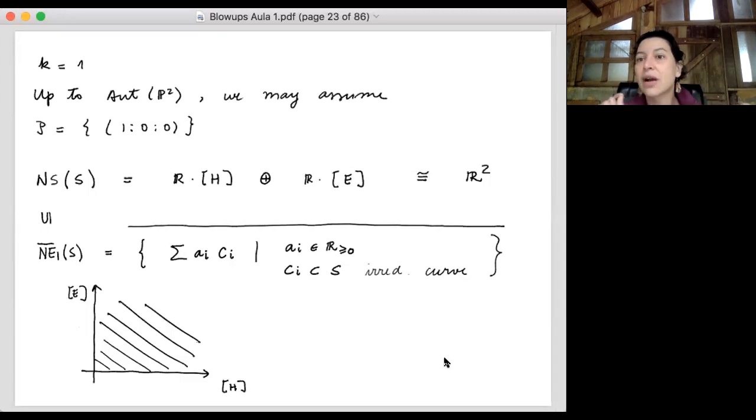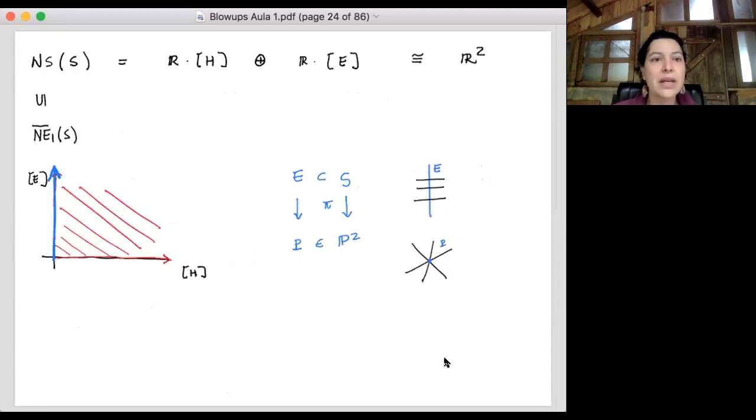And in this specific case, when we blow up 1 point, this is a very simple cone. This is a closed convex cone in dimension 2. There's not much that you can do. You always have 2 rays that generate a cone. In this case, the cone is generated by 2 rays, the ray given by H and the ray given by E. So in this case we have two extremal rays.